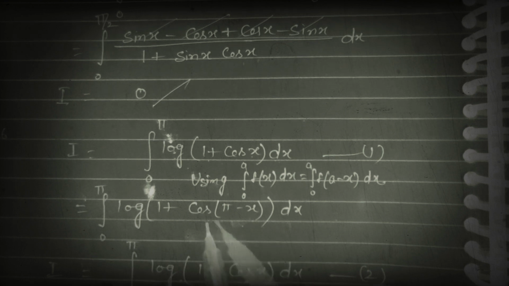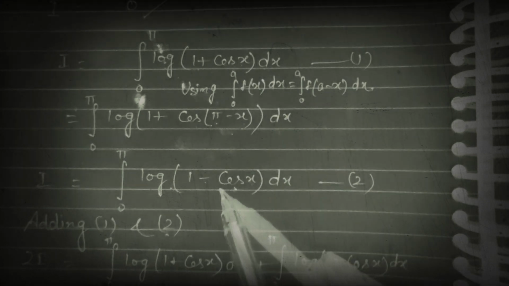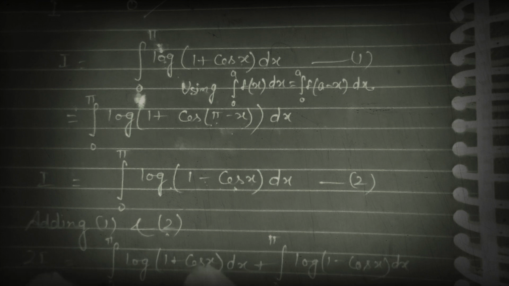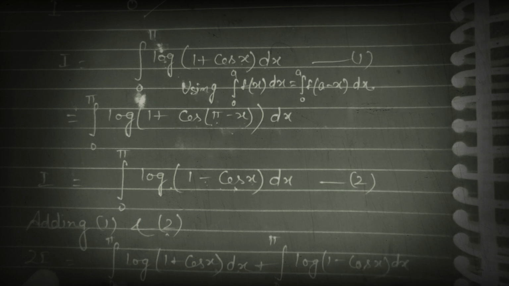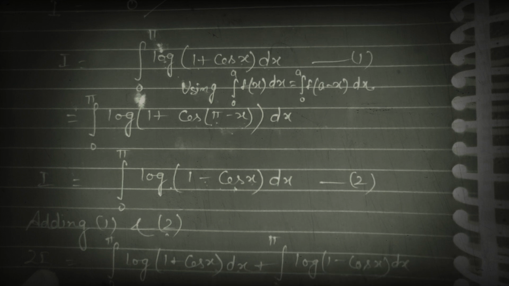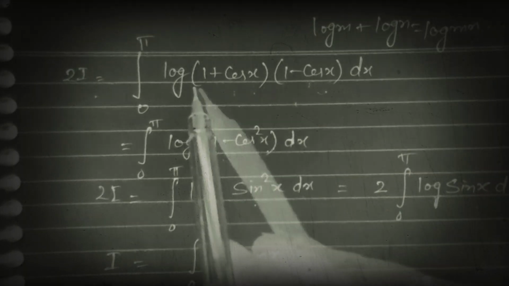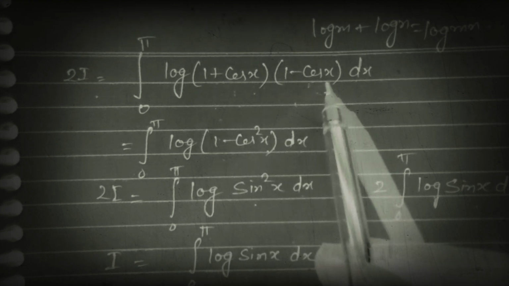Log of 1 plus cos of pi minus x. Pi minus x is in second quadrant. Cos is negative, so negative sign will be here. Cos of pi, we are using pi here, so function will not change. It is cos also. So cos x. Adding first and second, इन दोनों को ऐड करेंगे. I plus I is 2I. Log of 1 plus cos x dx and log of 1 minus cos x dx, and limit is same. After adding log of 1 plus cos plus log of 1 minus cos, then it is log m plus log n. Log m plus log n, we can write as log mn. So it is log of 1 plus cos into 1 minus cos dx.